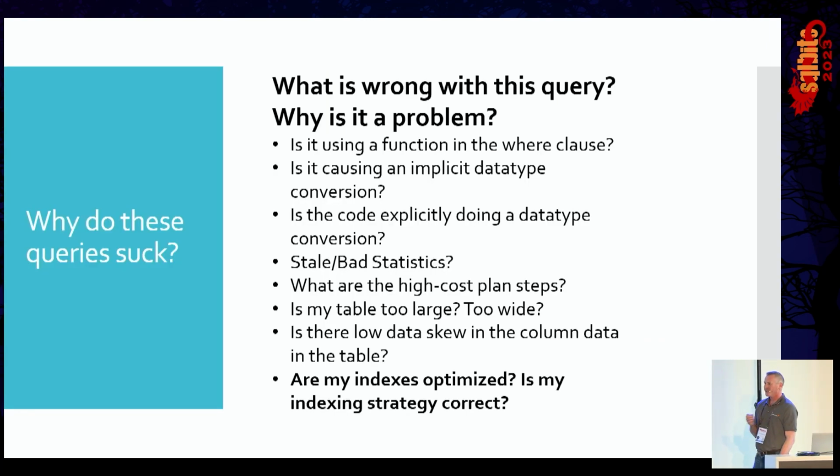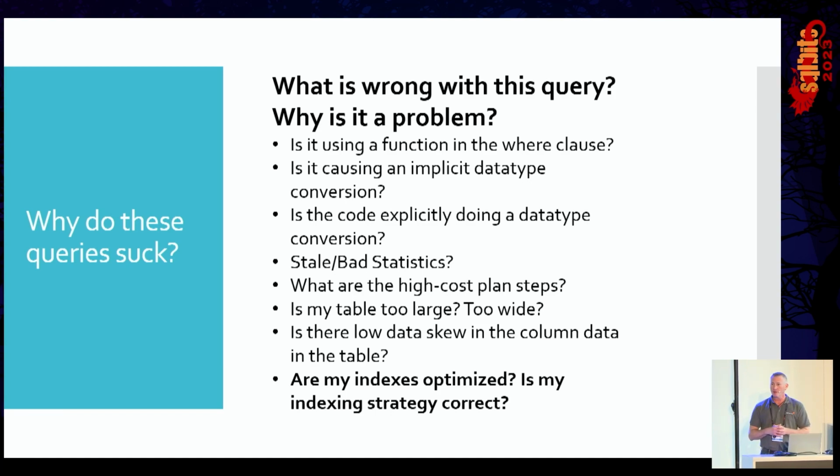Why do these queries suck? It might be a US expression, so excuse me. But what's wrong with this query? Why is it a problem? There could be many reasons why a query is inefficient. Could be there's a function in the where clause that's not accommodated by the index. Could be an implicit data type conversion, so your optimizer can't work with an existing index. Could be code explicitly doing a data type conversion. I've actually seen that. Not a good best practice, but I've seen it.